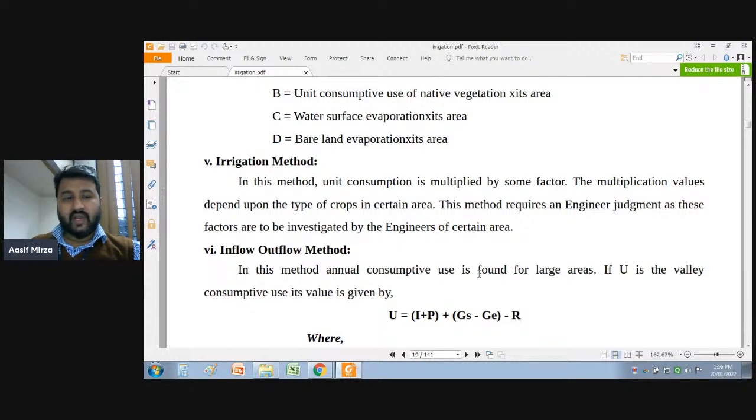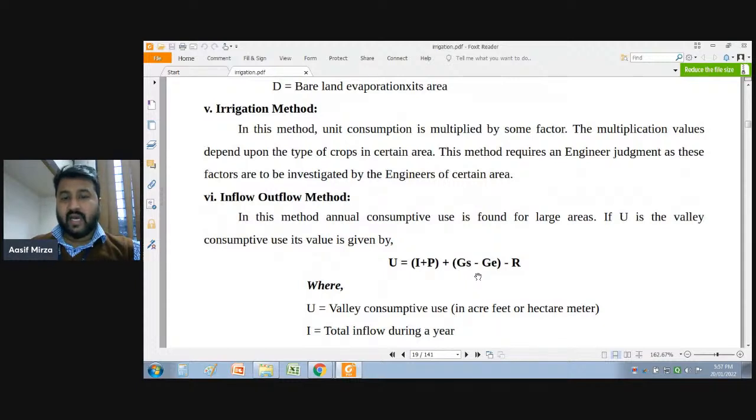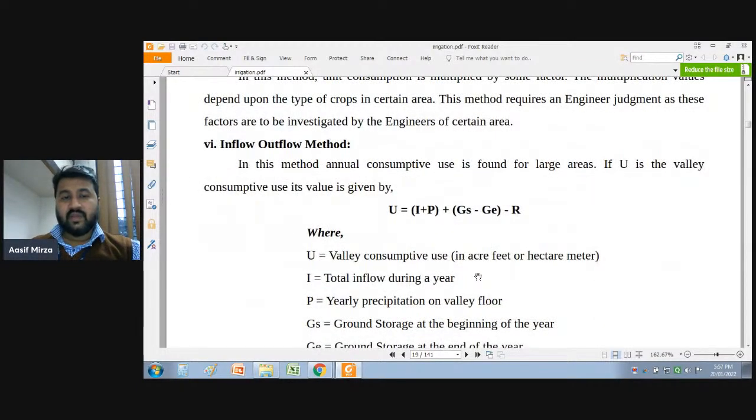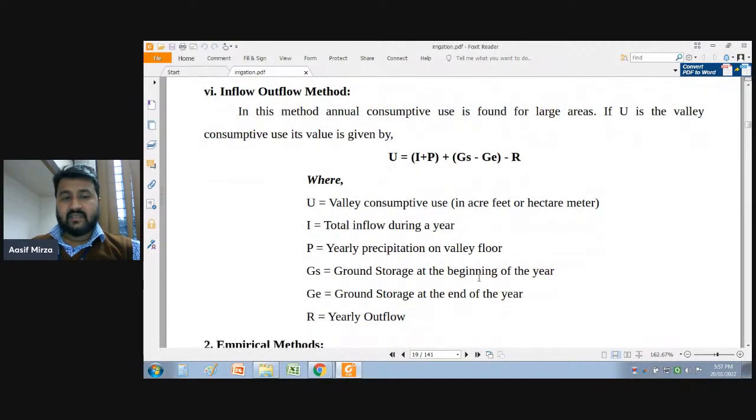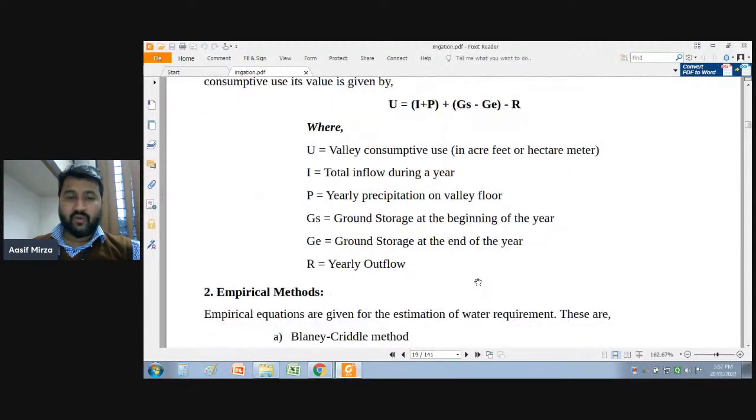If U is the value of consumptive use, its value is given by U = (I + P + GS - G - R), where U is nothing but the value of consumptive use in acre-feet or hectare-meters. I is the total flow during a year. P is the yearly storage at the beginning of the year. GE is the ground storage at the end of the year, and R is the yearly outflow.